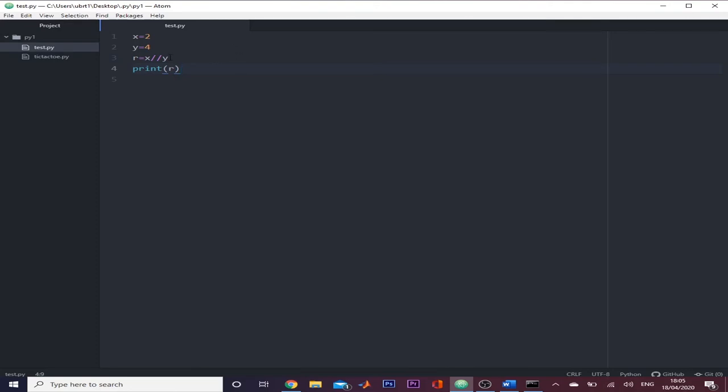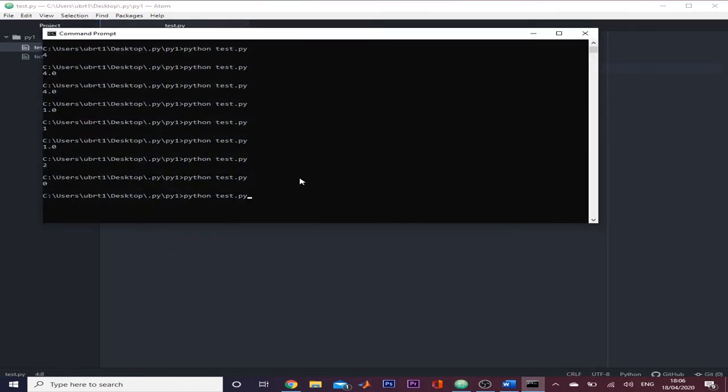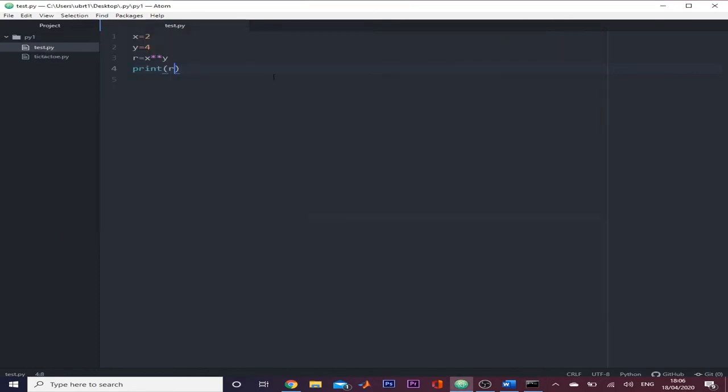Now coming to the next operator, that is the power operator, represented by this double asterisk. So simply x is raised to the power of y. So here y is 4. It is 2 raised to the power 4. And the answer is 16.